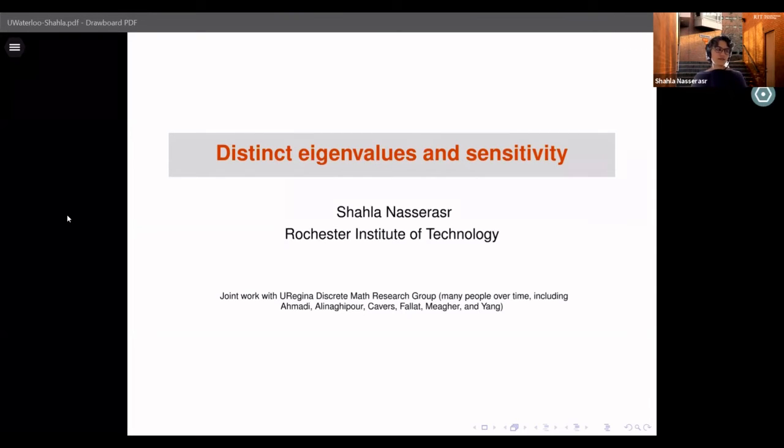The timing of this talk is really interesting because two weeks ago, Nathan gave a very nice talk on the sensitivity. And then last week, Crystal gave an also really nice talk on the simple eigenvalues of graphs. I believe she was considering the 0-1 adjacency matrices. So this is related to both of them in a way. Here we are going to consider the weighted adjacency matrices instead of the 0-1 adjacency matrices.